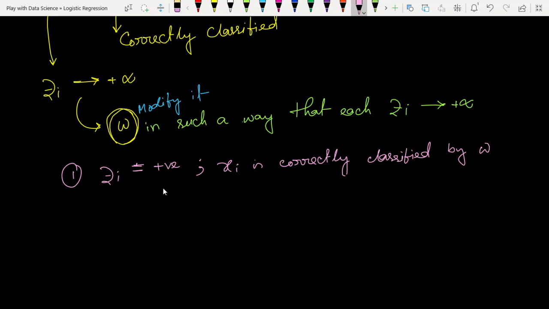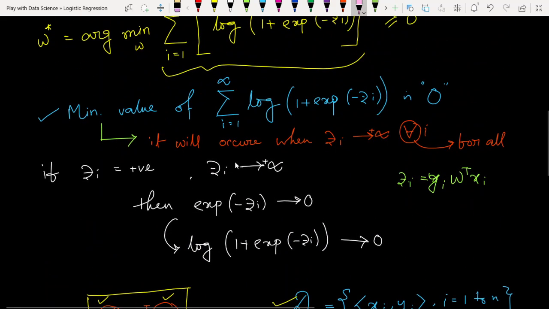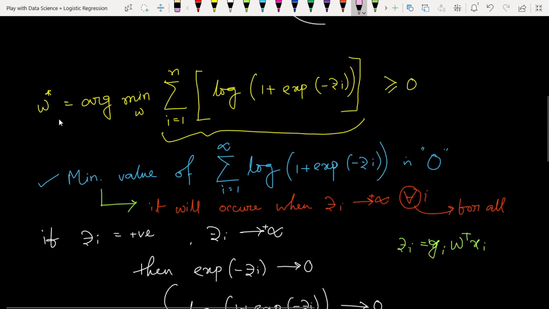Okay. If our xi zi is positive, then xi is correctly classified by our taking w. Number two, what we have seen, and zi tends to plus infinity. Then when zi tends to plus infinity, we only take our minimum problem, that is the minimum value we have to find. Actually, at the end of the day, we have to calculate this value. This is our optimal problem.